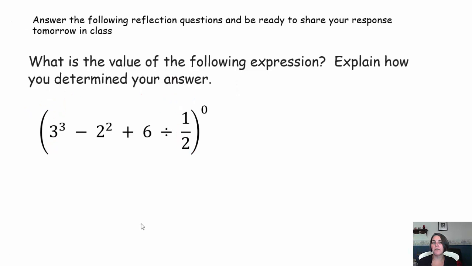You're going to answer the following reflection question for class tomorrow and be ready to share your response. It says, what is the value of the following expression? Explain how you determined your answer. So you're going to try to work this out. Within parentheses, you have 3 to the 3rd minus 2 to the 2nd plus 6 divided by 1/2, all raised to the 0 power. You're going to figure out what that is as a simplified expression and then try to explain in words how you found your answer.